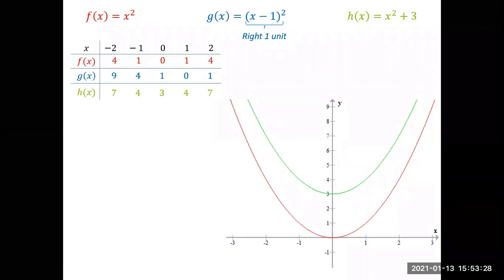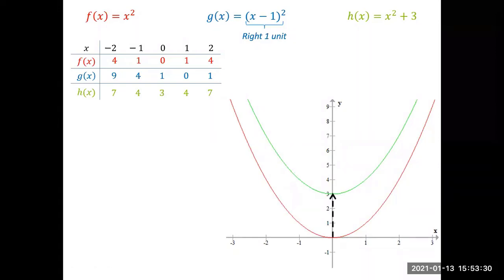It appears that that graph has moved the red graph up 3 more units. It looks like the same shape, but it's moved. In fact, it hasn't only moved that first point up 3 units, but it's moved every single point on the red graph up 3 units. Which is why if you ever see a number added or subtracted to the end of a function, that's going to cause you to move the graph up or down.